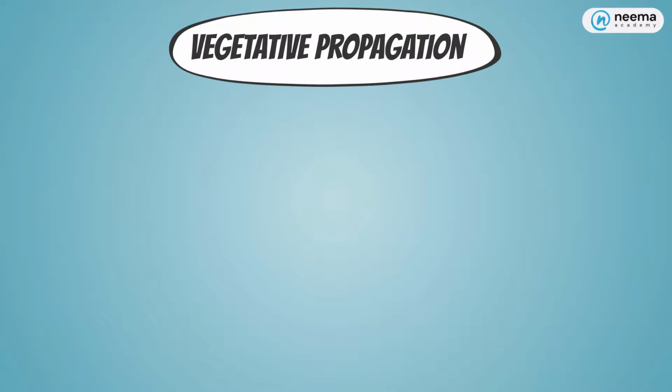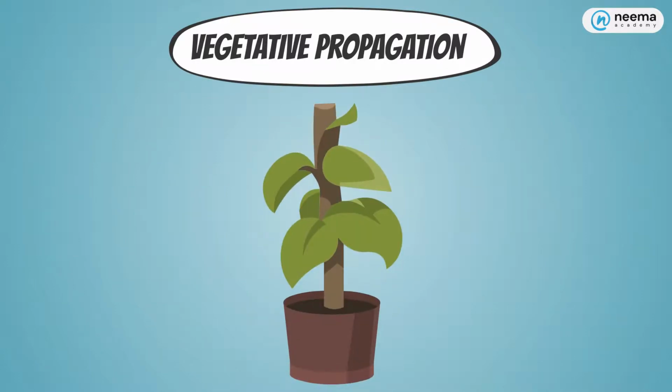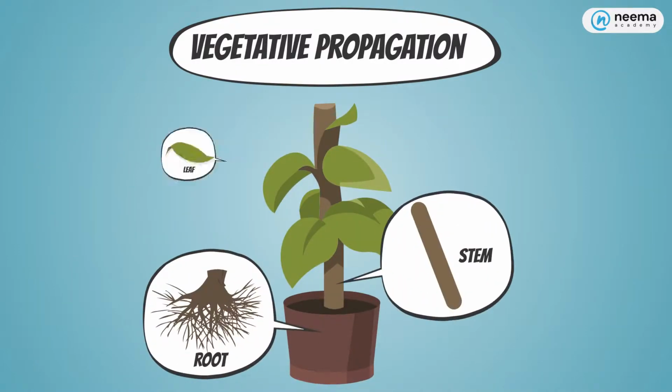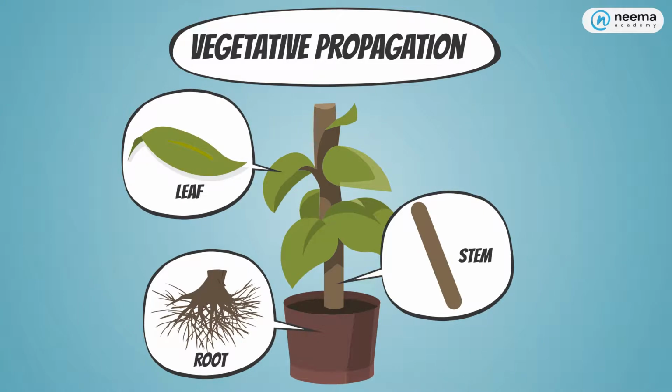Now, let's know about vegetative propagation. Development of new plants from root, stem or leaf is called vegetative propagation.